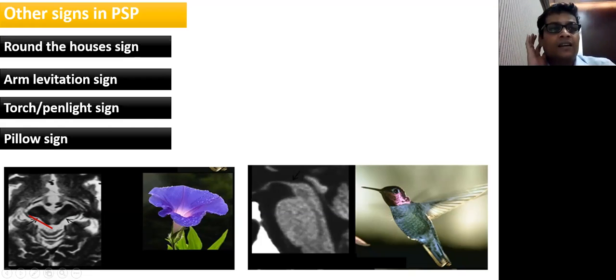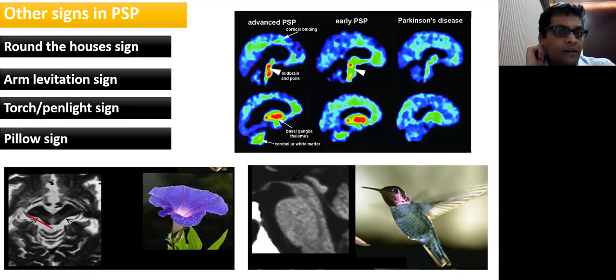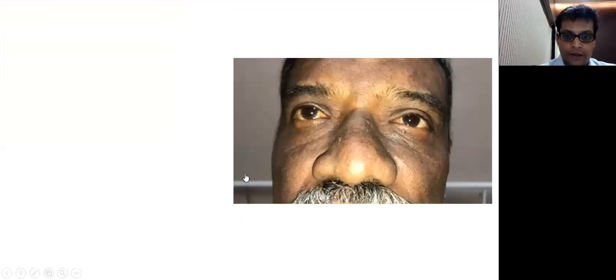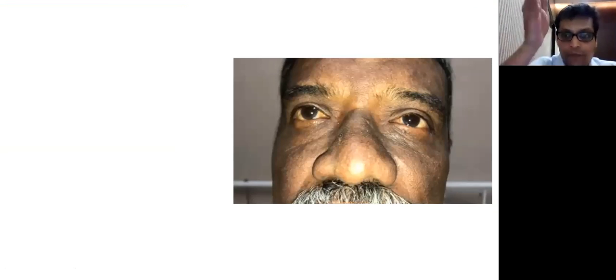On PET scan, you will get one more sign in the form of hypometabolism in the midbrain and pons because of pedunculopontine nucleus involvement, and this is called the pimple sign. So the pimple sign on PET scan is again one hallmark for PSP diagnosis. So while testing for vertical saccades, instead of taking the classical vertical path, just see how the eyes are going.